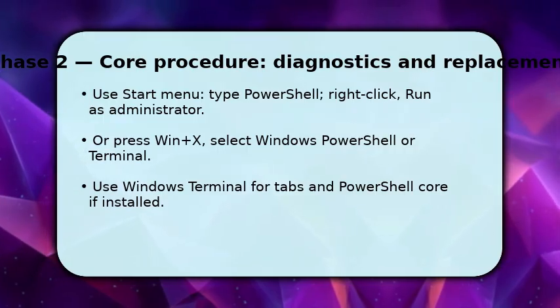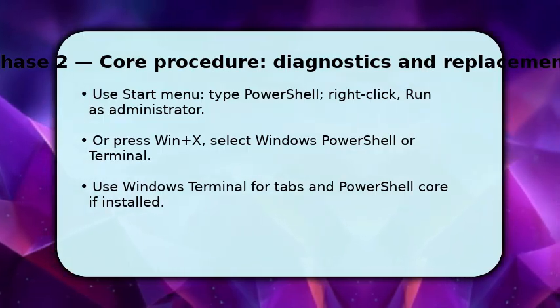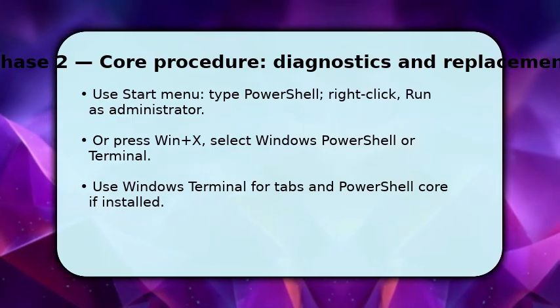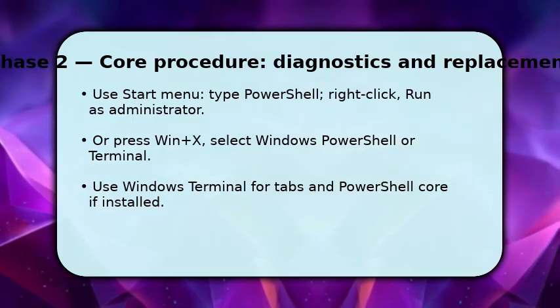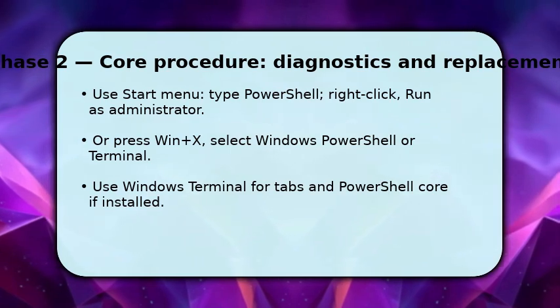Once the shell appears, verify with the command $PSVersionTable. $PSVersionTable.PSVersion confirms the version. That tells you what features are available and whether an upgrade is needed.